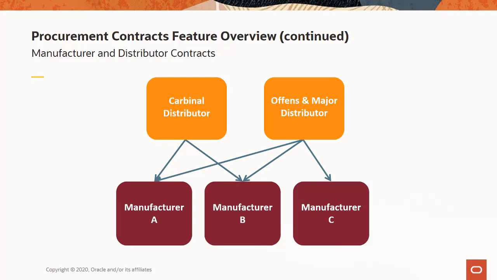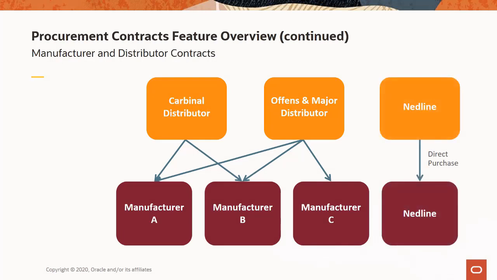In PeopleSoft procurement contracts, you'll use the new Distributor Contract Process option to create distributor contracts for Carbonol and Offens and Major. Then you'll use another new contract process option, Manufacturer, to create manufacturer contracts for manufacturer A, B, and C. Then you'll associate the manufacturer contract to their related distributor. Notice that manufacturer contracts can be associated to one or more distributor contracts. When a manufacturer is also a distributor, PeopleSoft procurement contracts allows you to create a manufacturer contract to purchase items directly from that manufacturer supplier or direct purchase.